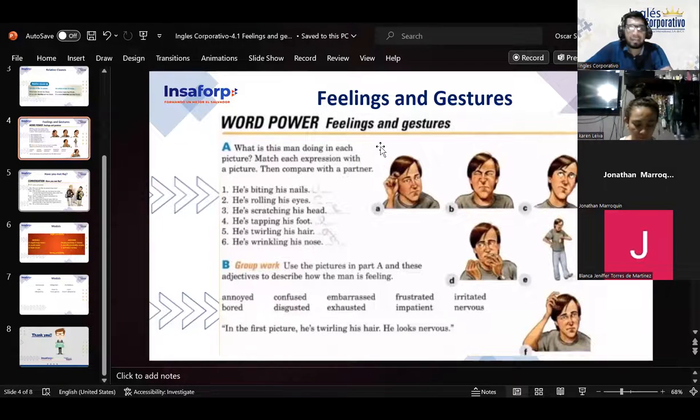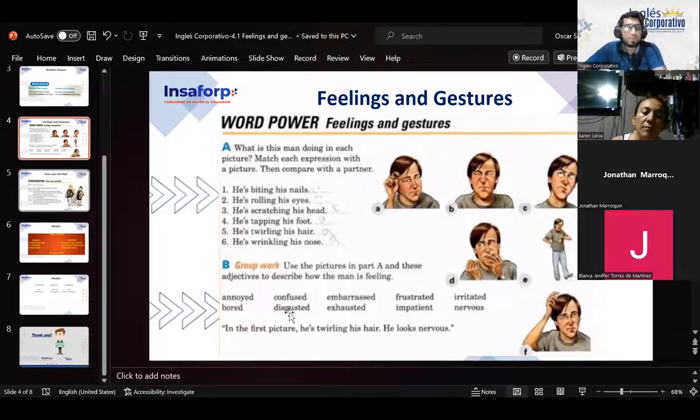Now, here we have feelings and gestures. So now we're going to be learning a little bit about how to refer to some of the things that people do that we can identify as probably not agreeing with something that we are doing or saying. So, feelings and gestures. The first thing is, what is the man doing in each picture? Match the expressions with the pictures, then compare with a partner. We're going to start with some of the feelings first, not the gestures.